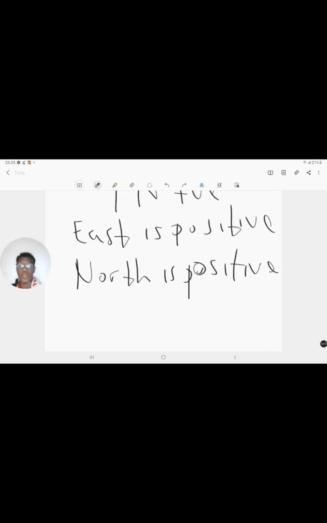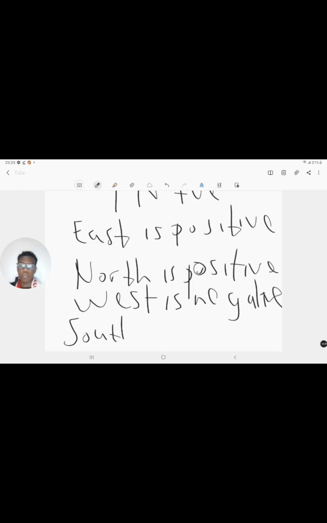Also, you don't have to specify it in terms of east and north. You can specify it in terms of west and south, right? You can say west is negative, and you can say south is negative, right?